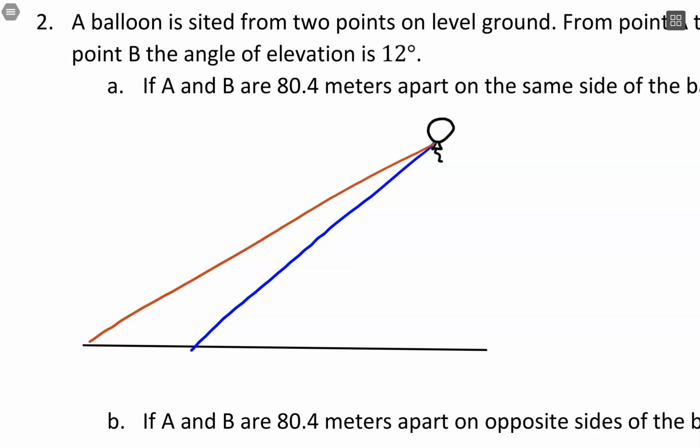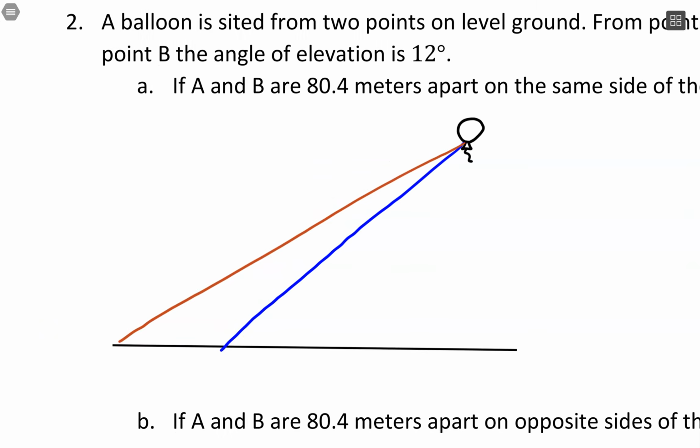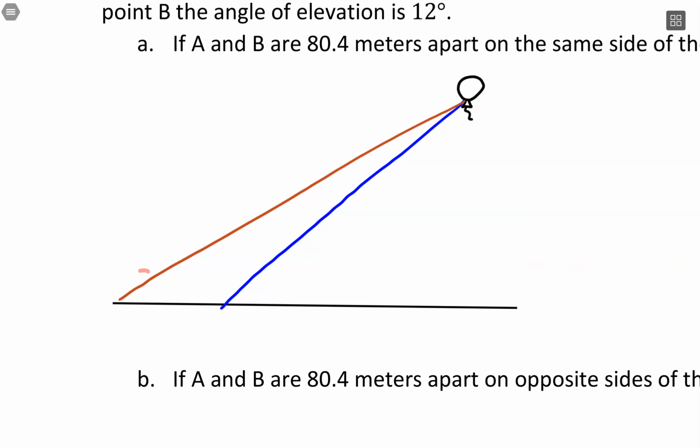Now to know which one's A and B, B has an angle of elevation of 12 degrees and then A has one that's larger. In comparing these angle measurements, as you get closer and closer to the object, that angle is going to grow and grow until you get to 90 degrees. So larger angles will be closer to the balloon. So that means this should be the 18 degrees, which would line up with point A, and this should be the 12 degrees, which would line up with point B.